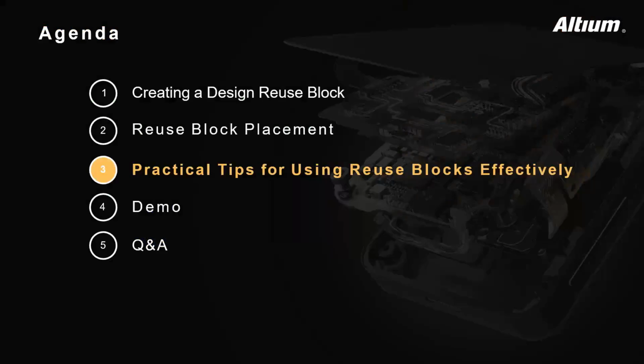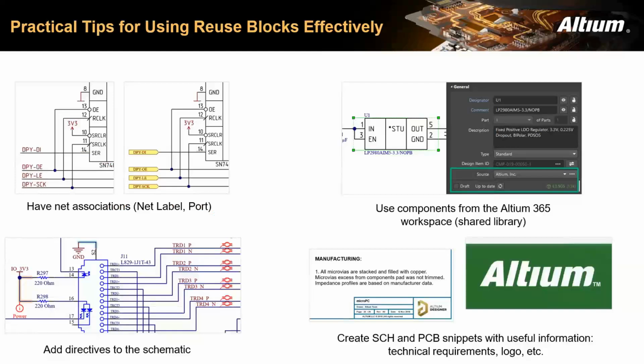Now let us discuss the tips for using the reuse blocks effectively. The first thing is you need to make sure the nets are associated. You don't want any unused nets. Make sure that you are using net labels and ports. Remember, ports in your schematic are translated as ports on the schematic sheet symbol if you wish to place the reuse blocks that way.